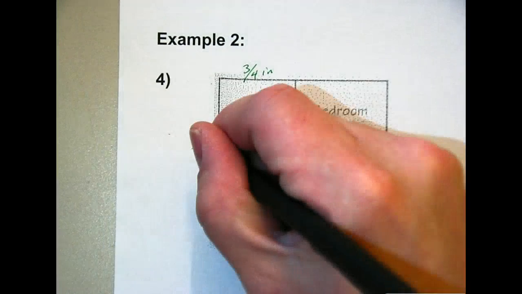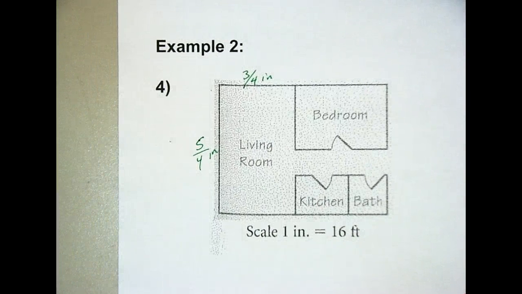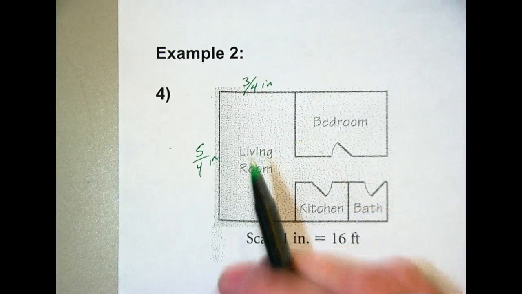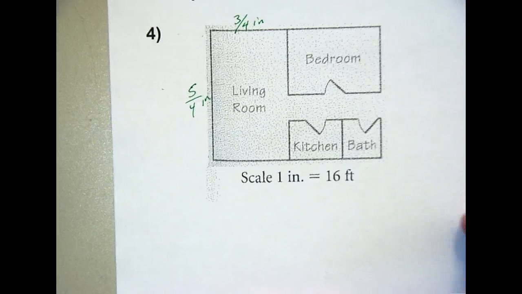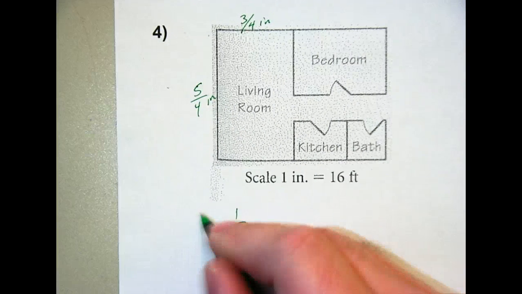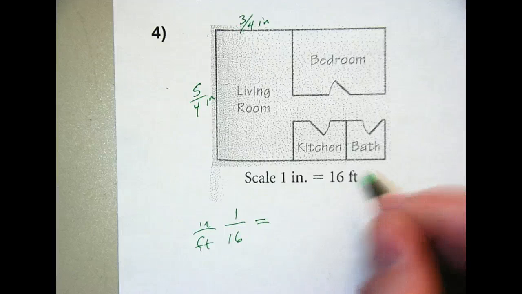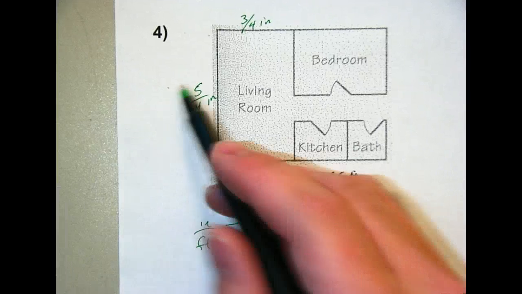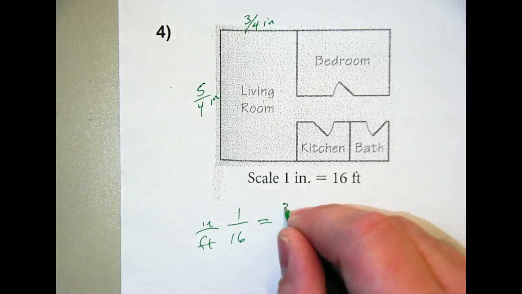Well, 1 inch is 16 feet. So how do we figure out what the actual dimensions are? How would we do that? Oh, someone else hasn't participated yet. Yes, Diamond. You multiply the fraction by 16 feet. So if 1 inch is to 16 feet, so if we're comparing inches to feet here, you're multiplying the fraction. So can I take 3/4?